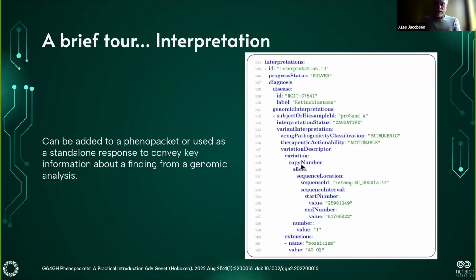And its variation, its type of copy number variation. And then you've got the actual location on the reference sequence of the allele, where it starts, where it ends, and then also the copy number, which is only one, so we've got a loss. And also it's a mosaicism, so this is a bit of an extension. It's a way of expressing things that aren't actually codified within the standard itself. So that's part of the VRS spec.